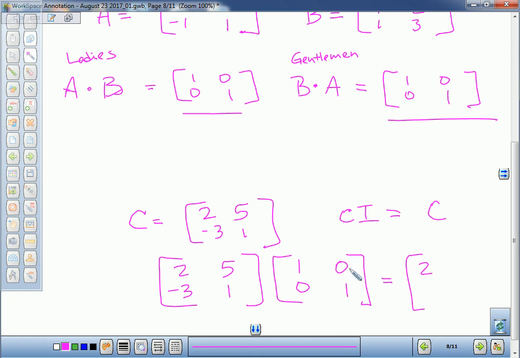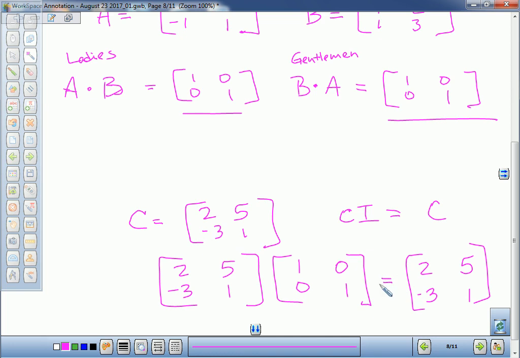All right, 2 times 0 is 0, plus 5 times 1 is 5. -3 times 1 is -3. 1 times 0 is 0. -3 plus 0 is -3. 0 plus 1 is 1. Okay, so here we have another example that shows when I multiply a matrix times the identity matrix, it does not change the matrix. Okay, and this is critical for where we're going from here.